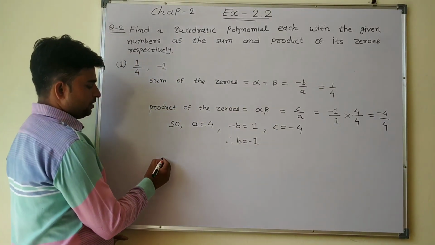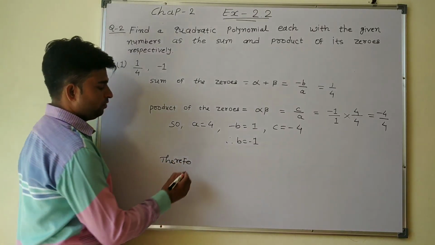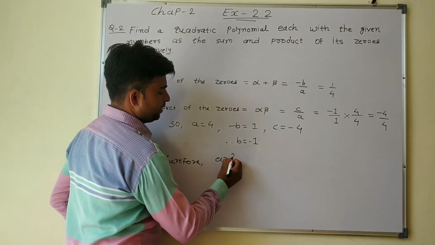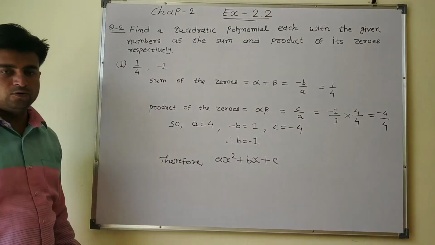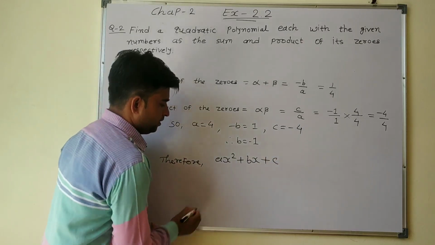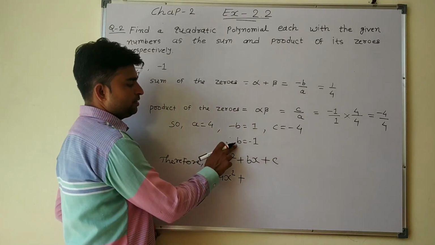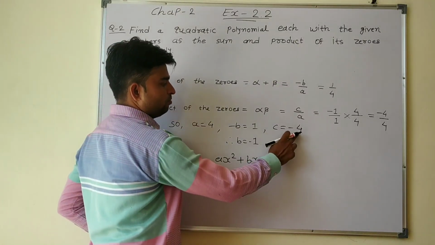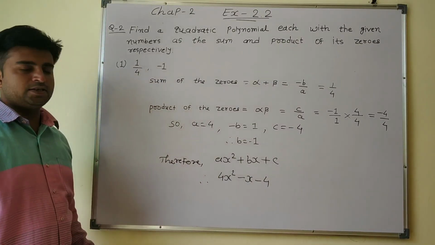Now the final answer. We compare with the standard form of a quadratic polynomial, ax square plus bx plus c. This is the standard form of a quadratic polynomial. In this we have to put the values of a, b and c. Here a is equal to 4, so it becomes 4x square, and b is equal to minus 1, so here minus x, and c is equal to minus 4, so minus 4. So this is the final answer, 4x square minus x minus 4.